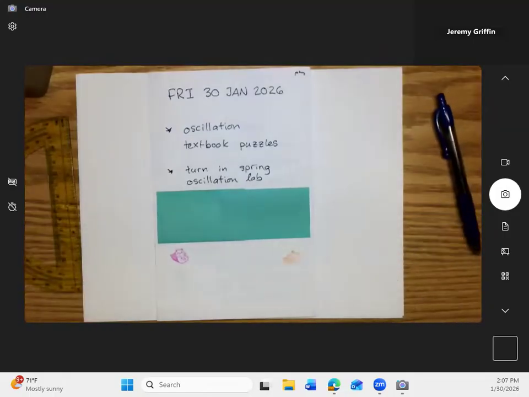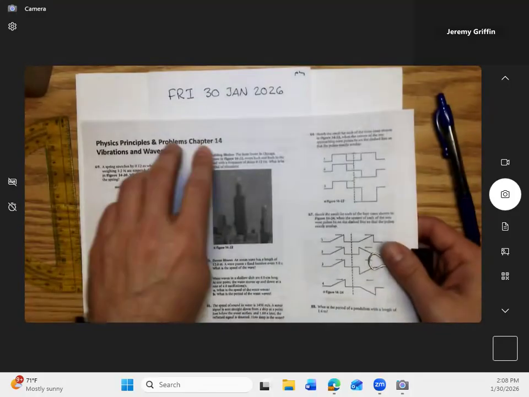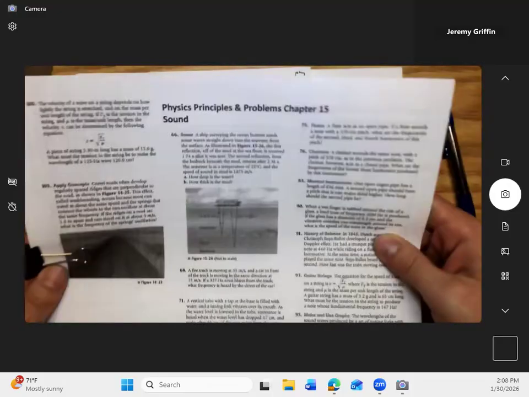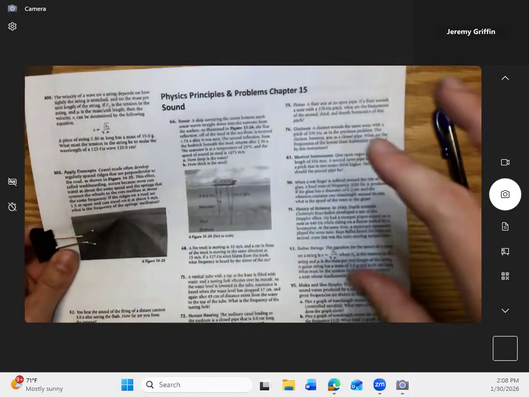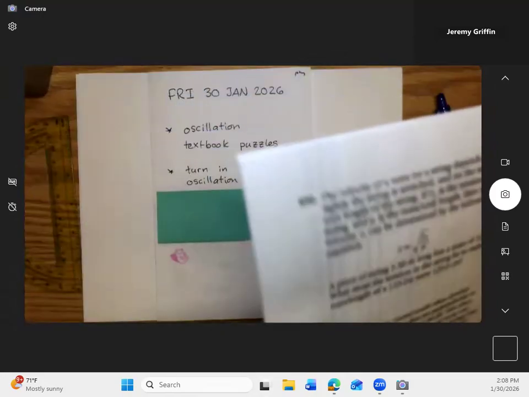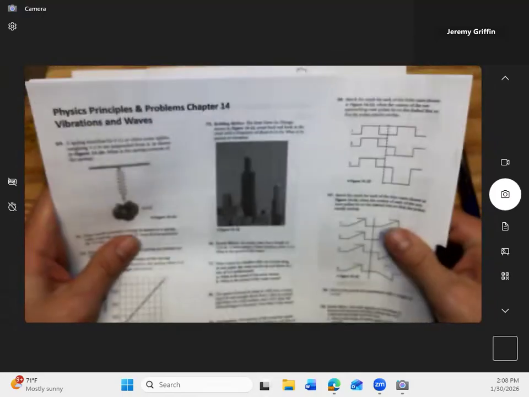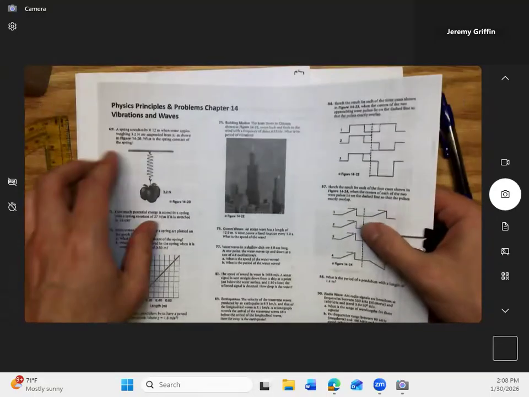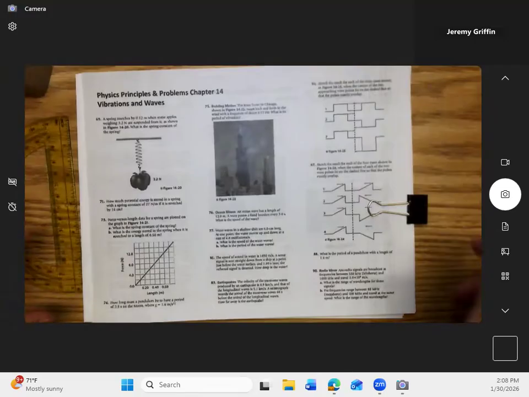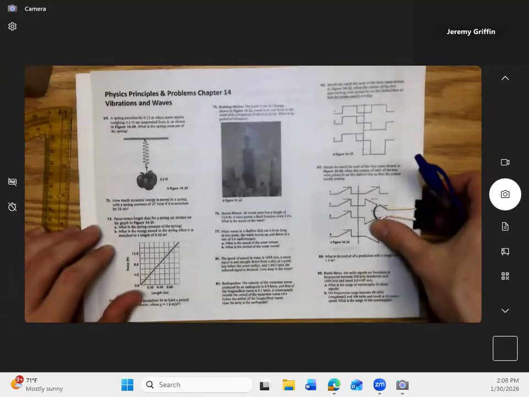All right, let's look at your textbook puzzles. Now, one side is chapter 14, which is waves in general and oscillating things. And chapter 15 on the back is specifically related to sound. So I think maybe I'll save the sound ones for a different day. All right, let's look at chapter 14, vibrations and waves. Let's just do them in order, solve as many as we can for the rest of class here.